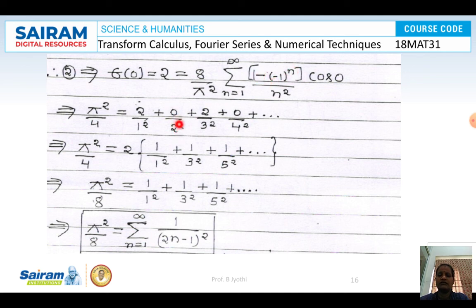Therefore all the even terms will be 0. Only we get the odd terms. And we can take the 2 common, then we get 1 by 1 square plus 1 by 3 square plus 1 by 5 square. So we are getting pi square by 4 as 2 times of this. Hence pi square by 8 is 1 by 1 square plus 1 by 3 square plus 1 by 5 square, which are odd terms. Therefore, we can write it in the sigma notation as 1 divided by 2n minus 1 the whole square. That is the required deduction.